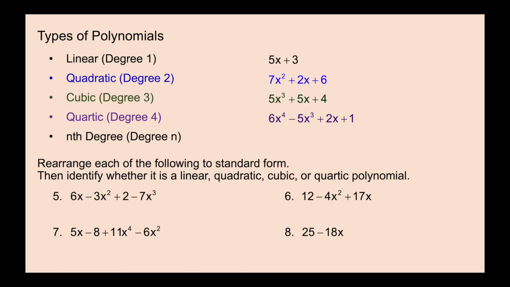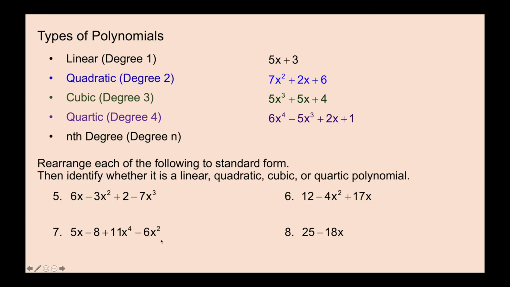Now as we write number 5 in order, we want to make sure that negative 7x to the third is first, followed by negative 3x squared. Then it would be plus 6x, and then plus 2. And because the highest degree in number 5 is 3, that one is going to be considered cubic. For number 6, when I look through all of the different degrees here, the highest degree is going to be 2, so I move the negative 4x squared to the front, followed by 17x, and then plus 12. And because it's a degree of 2, it's going to be considered quadratic.